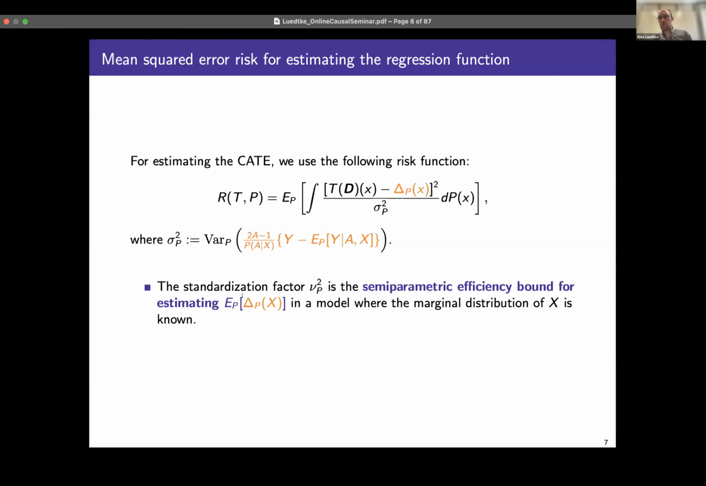And one of the general themes that's going to come up in this talk is, at least in terms of approaching the problem using the framework that I'm talking about today, there's really not very much difference between estimating a regression function and a CATE function. And you can essentially run the same procedure for constructing an estimator in both settings.